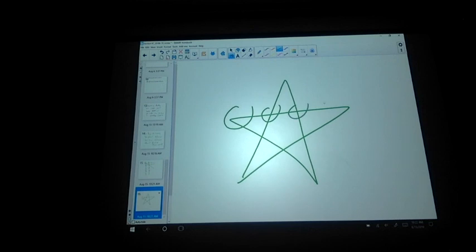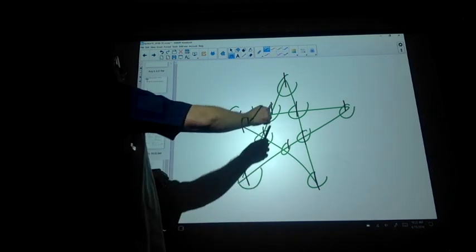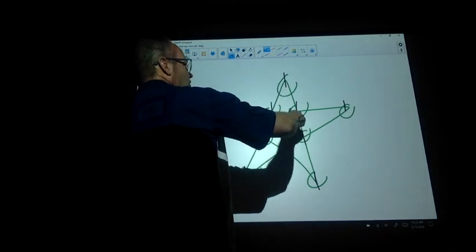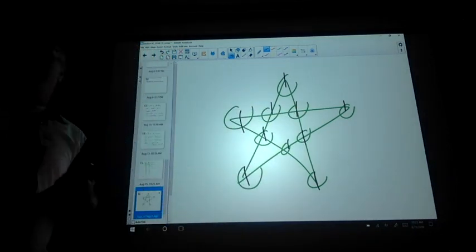Oh, it's a star. Well, why didn't you say so? So you got 1 tree, 1 tree, 1 tree, 1 tree, 1 tree, 1 tree, 1 tree, 1 tree. So there are 10 trees. They made a star. So the intersection of each of the lines. So it looks like, see, this is shared by these 2 rows. This is shared by these 2 rows, so on and so forth.